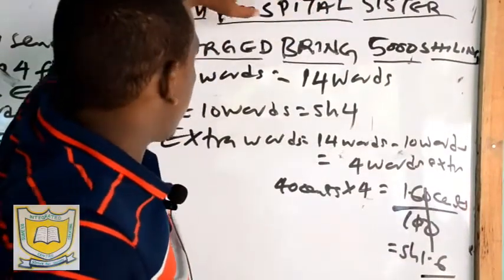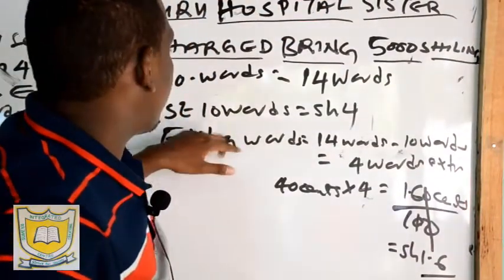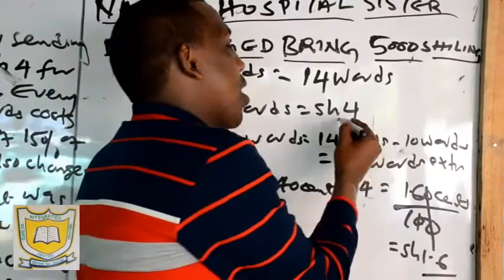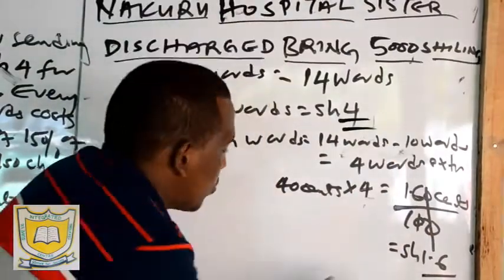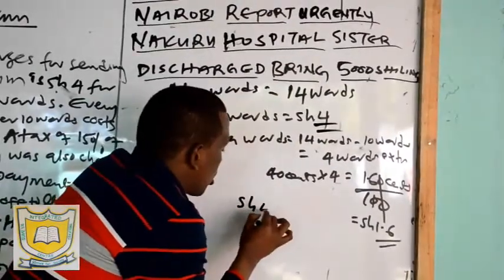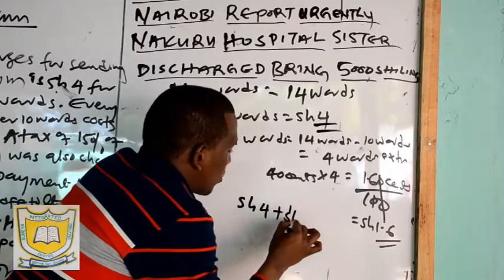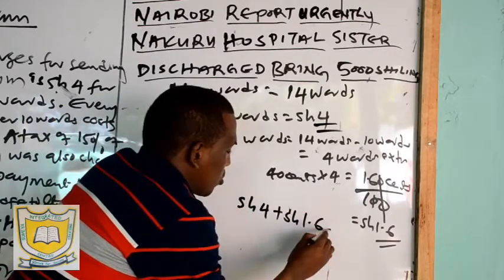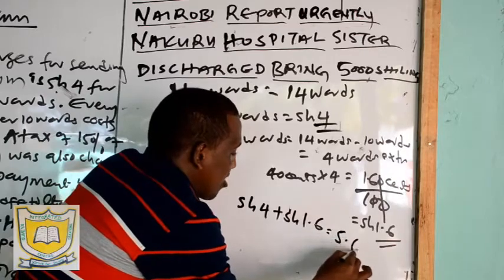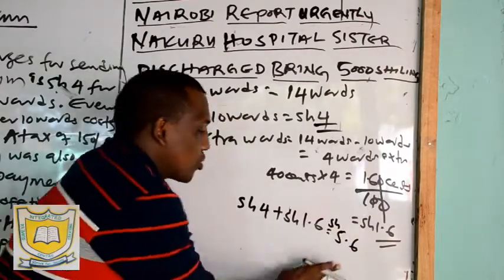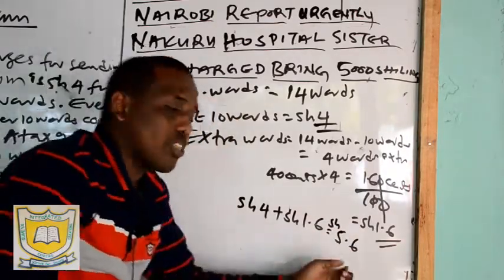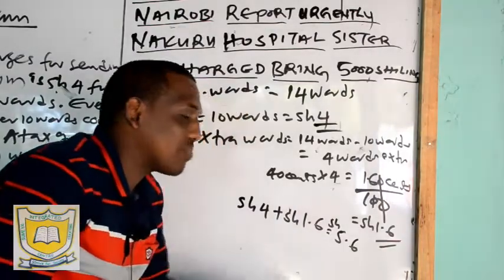The first 10 words, they said shillings 4. What do we do now? We add the 2 amounts. So we say shillings 4 plus shillings 1.60, which equals shillings 5.60. So you are told now a tax of 15% of the total was also charged, the government tax.